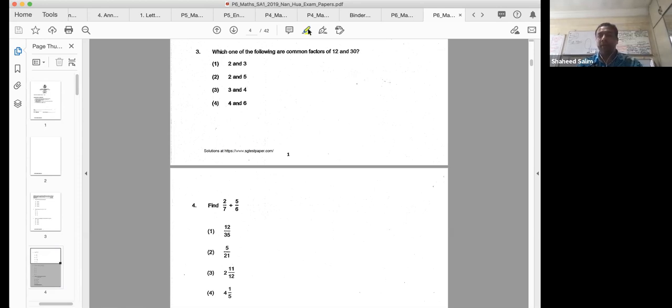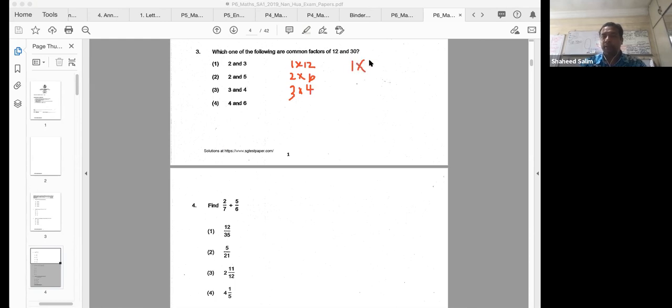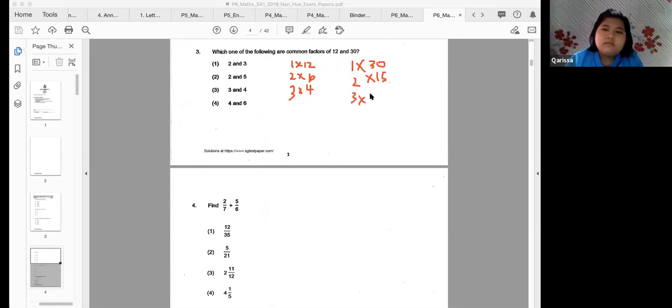Question number 3, factors. So you can do it this way. Normally, I'll do it this way. If you have forgotten, factors of 12: 1 times 12, then 2 times 6. Congratulations, Zahin. Then 3 times 4. Any more? No. Then 30: 1 times 30, 2 times 15, 3 times 10. So what are the common factors?